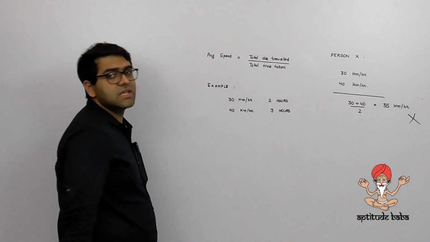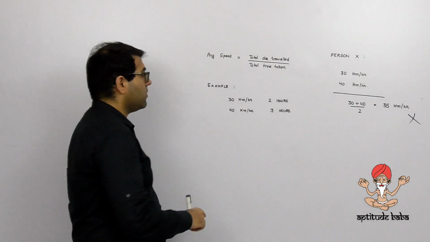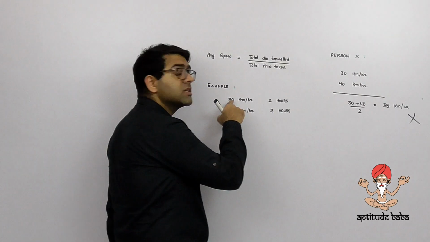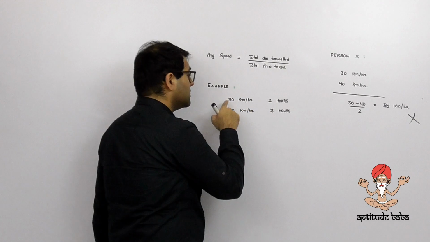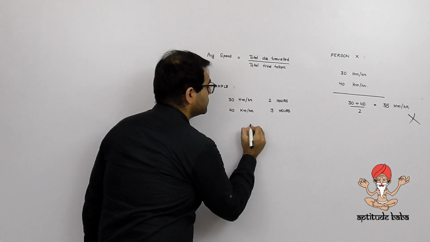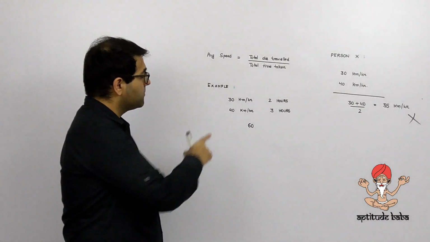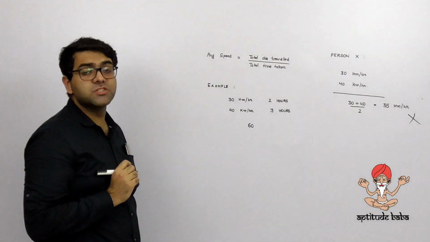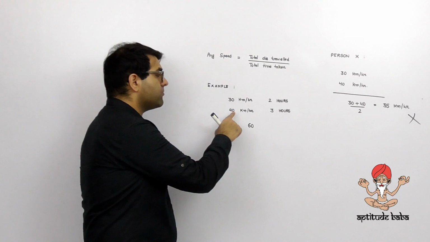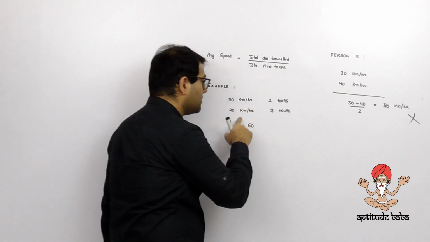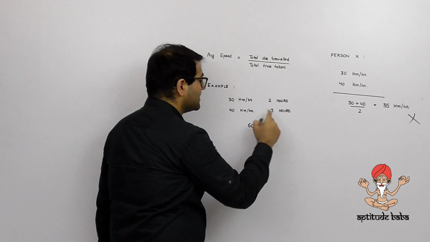Now we can calculate the average speed. Why? Because if the person is traveling at 30 kilometers per hour for 2 hours, by multiplying these two, I can calculate the total distance traveled as 60 kilometers when he was traveling at 30 kilometers per hour. If he is traveling at 40 kilometers per hour for 3 hours, by multiplying the two, I can say that the distance traveled is 120 kilometers.